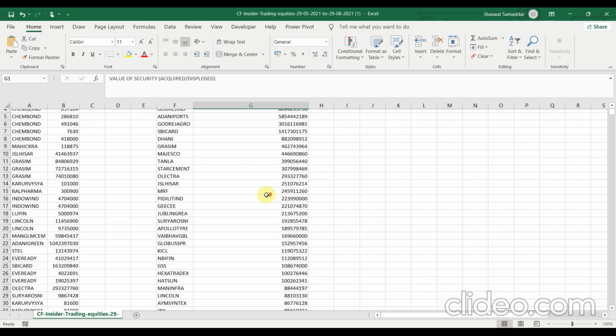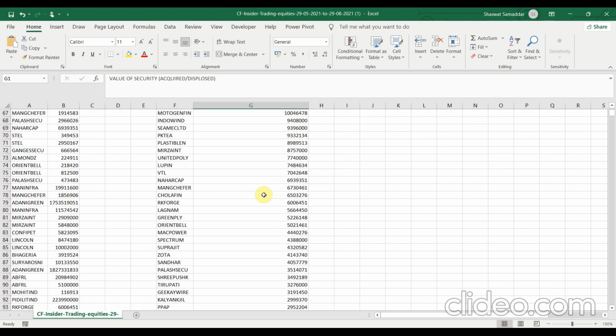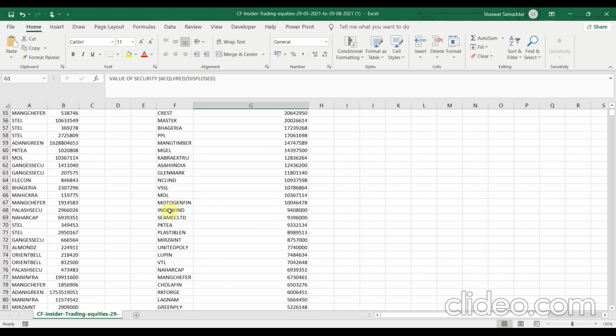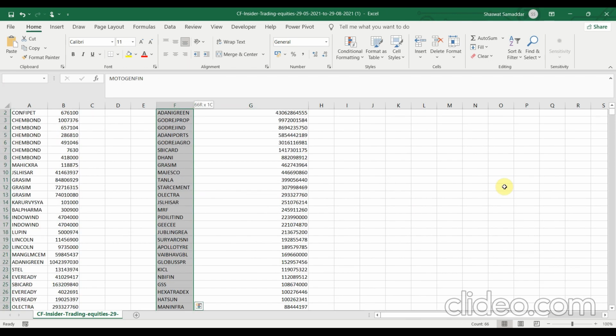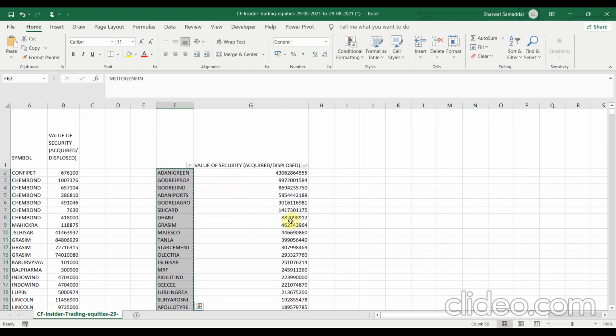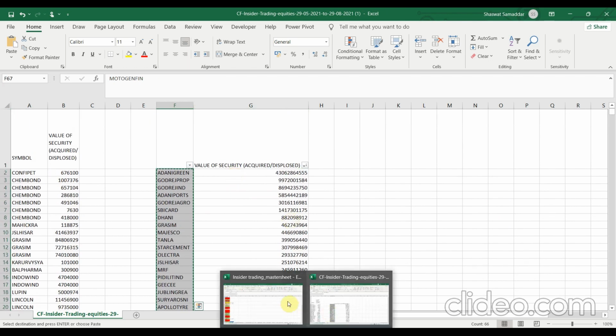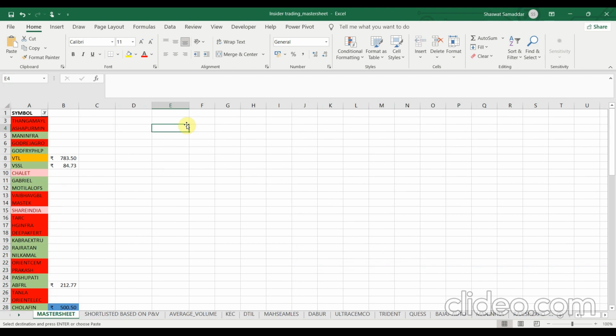I'll sort it from largest to smallest and I'll delete all the entries which have a value of security less than 1 crore. Now once I'm done with that, I'll copy all the symbols, and now I'll shift to the insider trading master sheet that we have been maintaining.